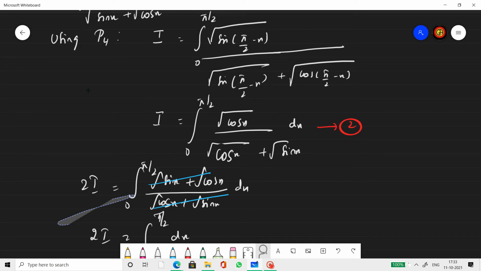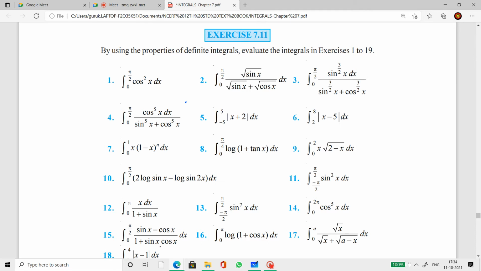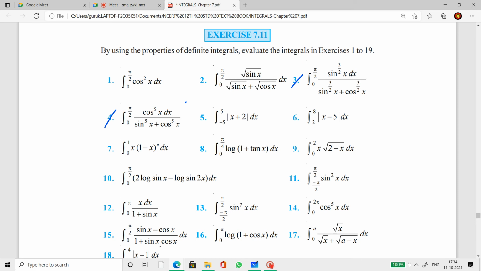Now add I plus I. Since the denominator is the same before the property and after the property, the numerators will be added straight away. Hence it gets cancelled, so what is left is only dx. Integration of dx is x. Apply the limit, so we get pi by 2. Then bring the 2 to this side, so I equals pi by 4. The next two questions, question number 3 and question number 4, are also the same model. Even there you get the answer as pi by 4 only.